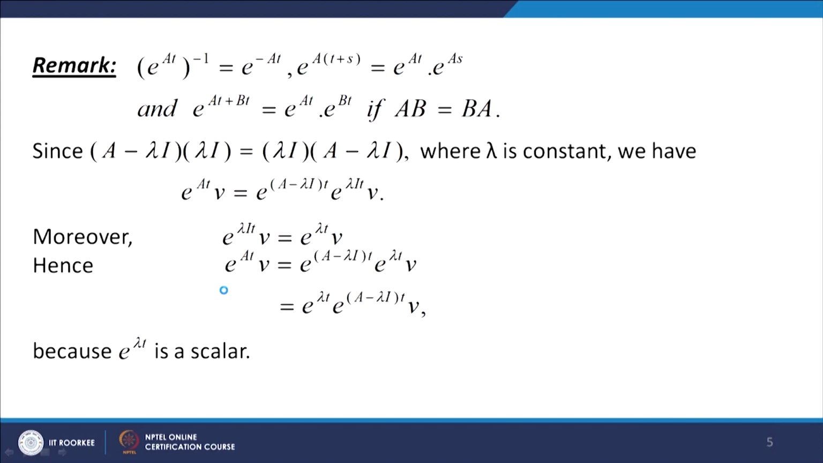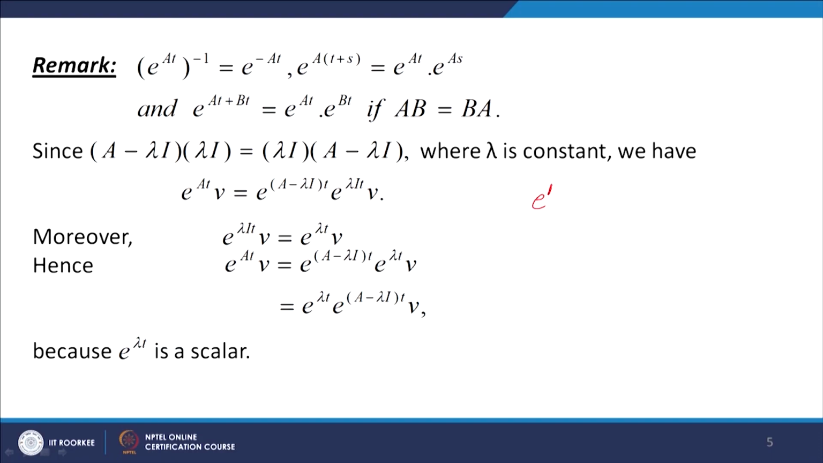Now, we can easily show that e to the power At inverse is equal to e to the power minus At, and e to the power A(t plus s) equal to e to the power At into e to the power As, e to the power (A plus B)t equal to e to the power At into e to the power Bt if AB equal to BA. This we can see very easily.